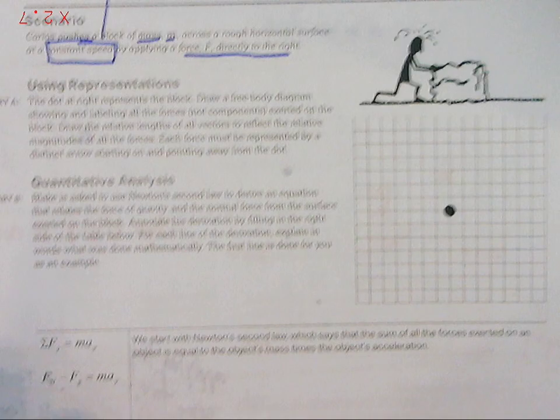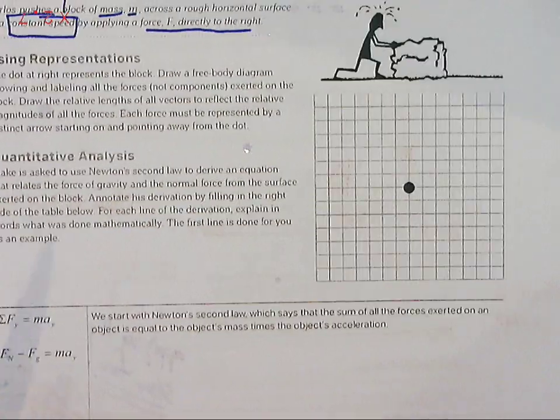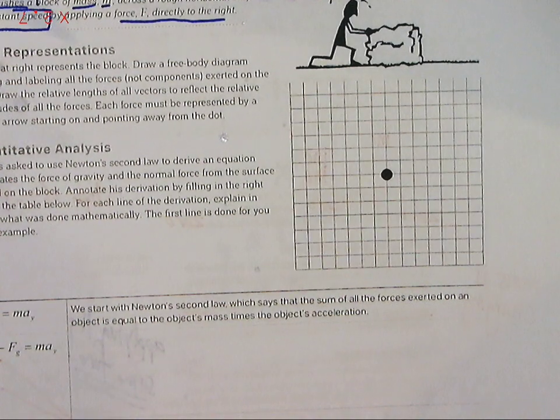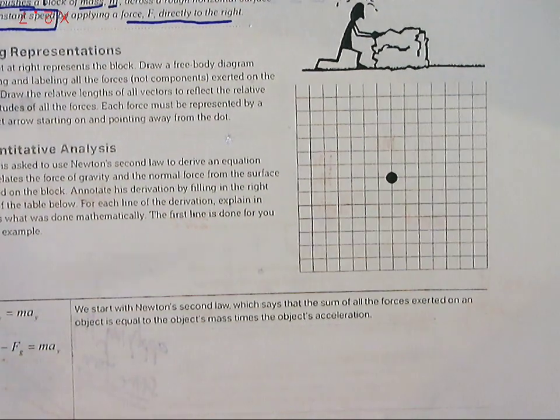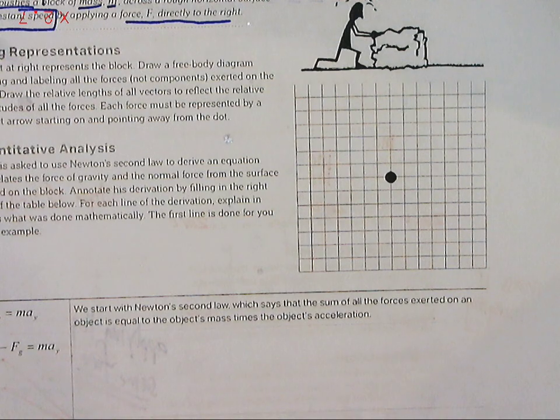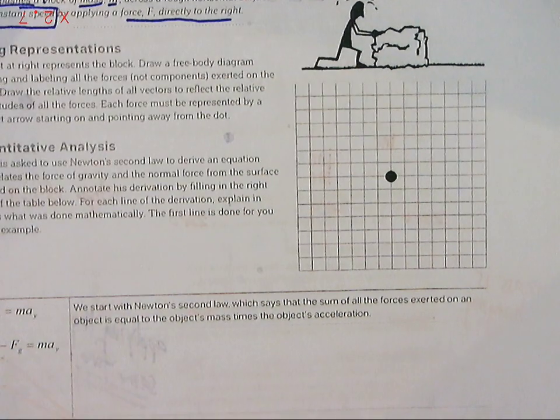And so let's see what Carlos is doing over here. The prompt says draw a free body diagram showing and labeling all the forces, not components, the total forces or resultant vectors exerted on the block. Draw the relative lengths of all vectors to reflect relative magnitudes of all forces. Each force must be represented by a distinct arrow pointing away from the dot. And so this is real quick and easy.